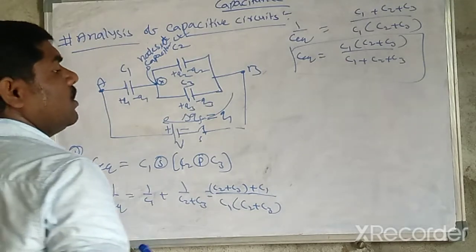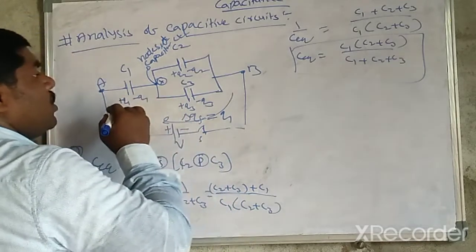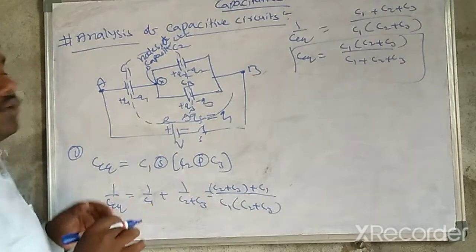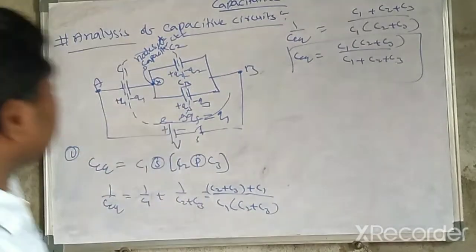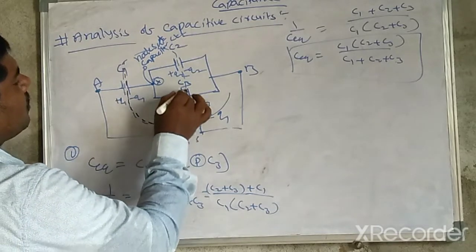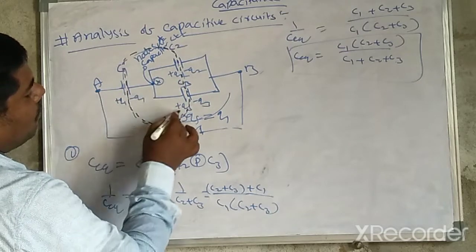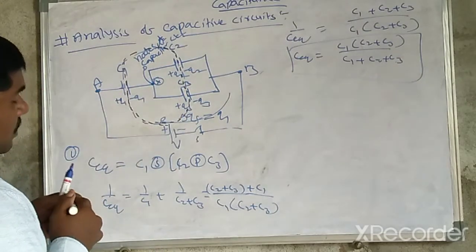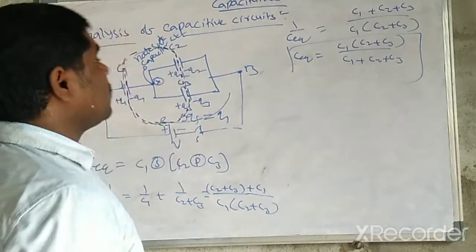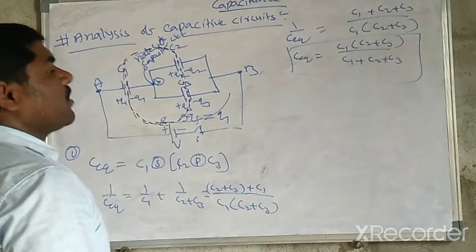So here the node of a capacitor is nothing but the total charge of this junction. The total charge of this junction, minus Q1 plus Q2 plus Q3, must be or should be equal to 0. Such a junction is called a node of a capacitor.